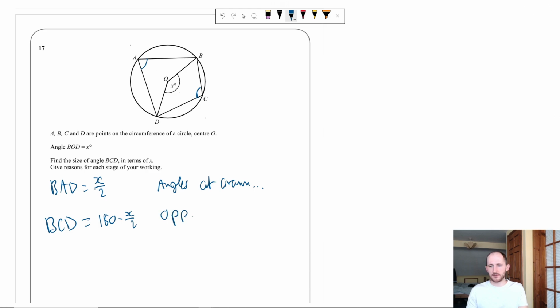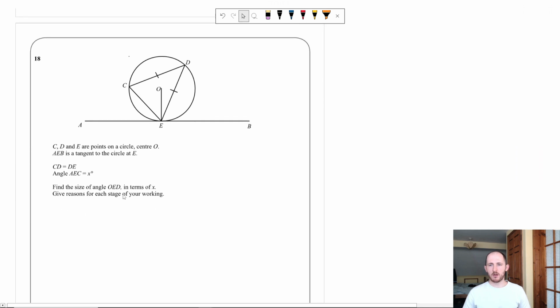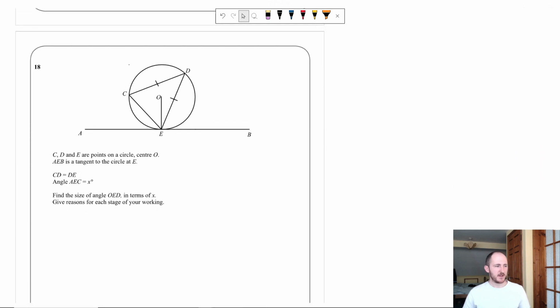And again, opposite angles in a cyclic quadrilateral add up to 180. Cool. Oh, look, we have a triangle with all three points on the same circle, so alternate segment.